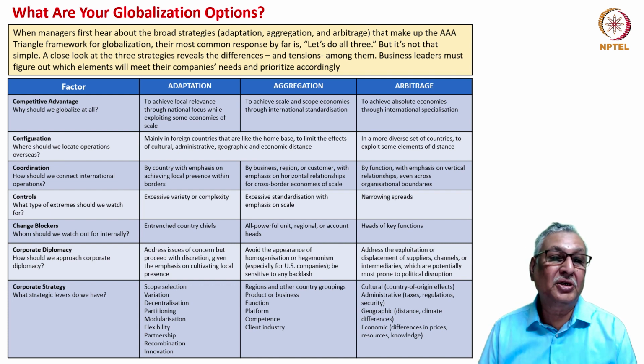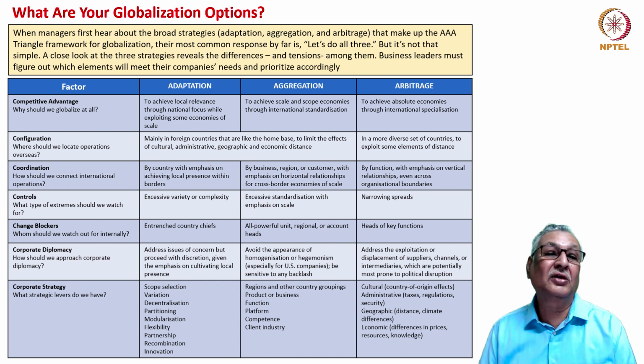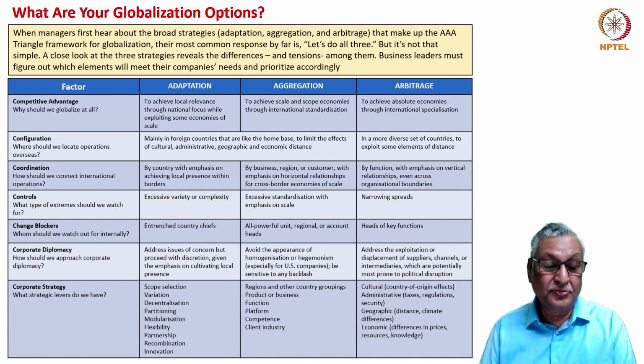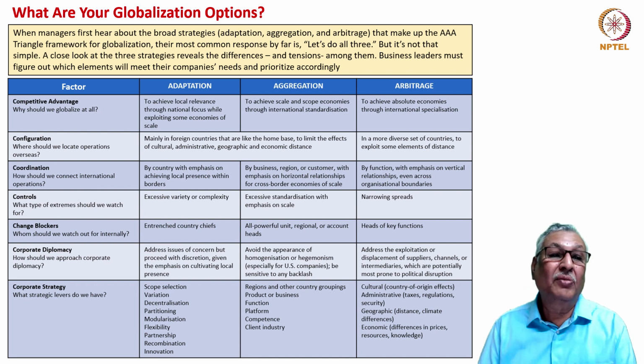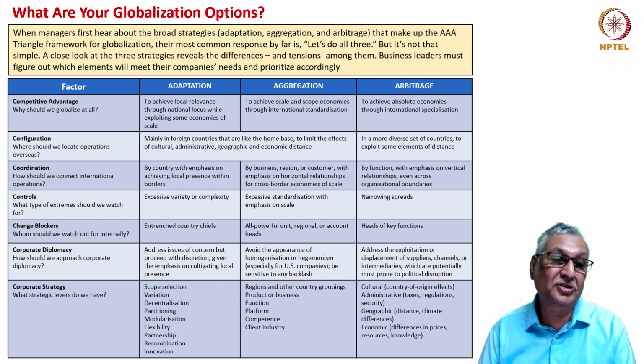So the first factor is competitive advantage. Are we going to gain competitive advantage by globalizing at all? Is it necessary for Indian Railways to globalize itself? We may have the ability to set up railway networks in several countries, but is it going to give competitive advantage to Indian Railways as a nation? The answer is no. Therefore, we have to fundamentally look at the need for competitive advantage as arising from globalization. But when we want competitive advantage, adaptation gives certain advantages, aggregation gives some, and arbitrage gives a totally different context to competitive advantage.